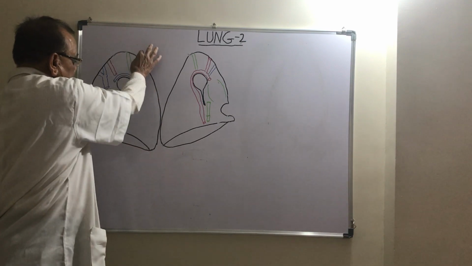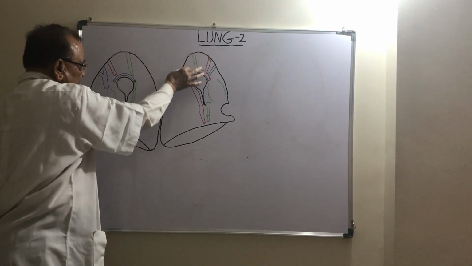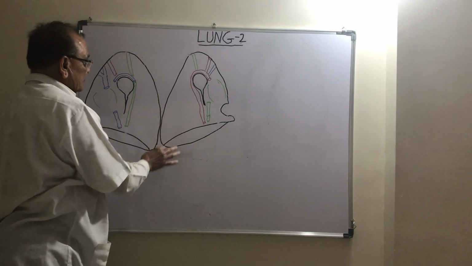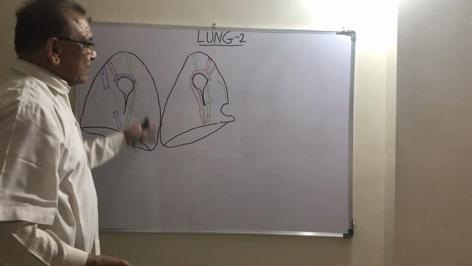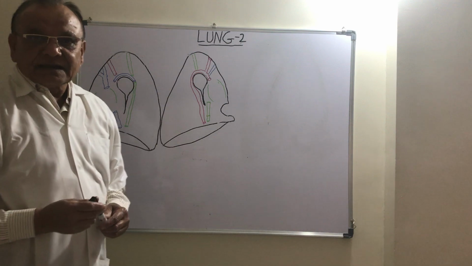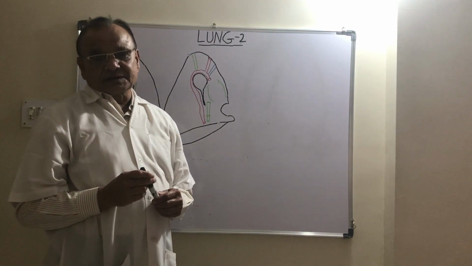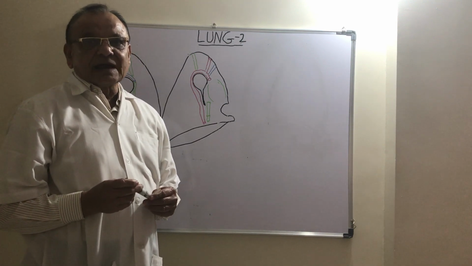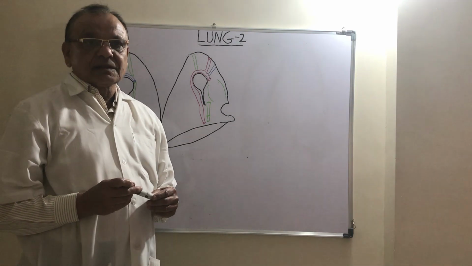So this is the vertebral area of the right lung. This is the vertebral area of the left lung. Now the vertebral area of the lung is related to the side of the thoracic vertebrae.